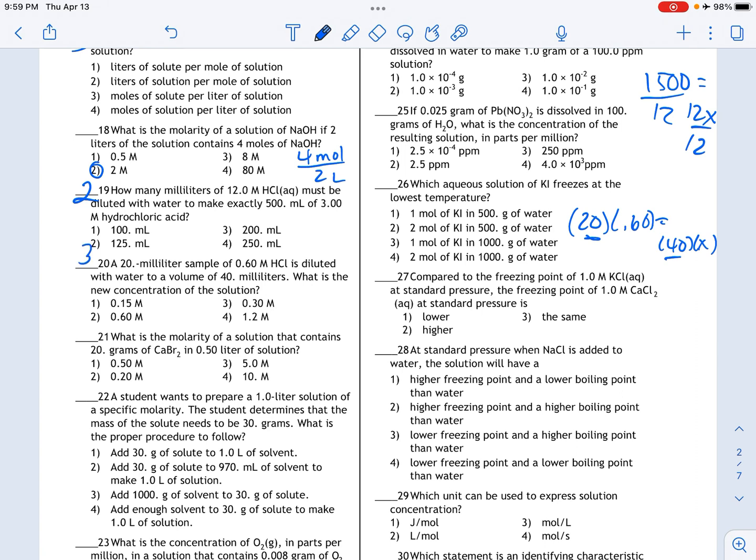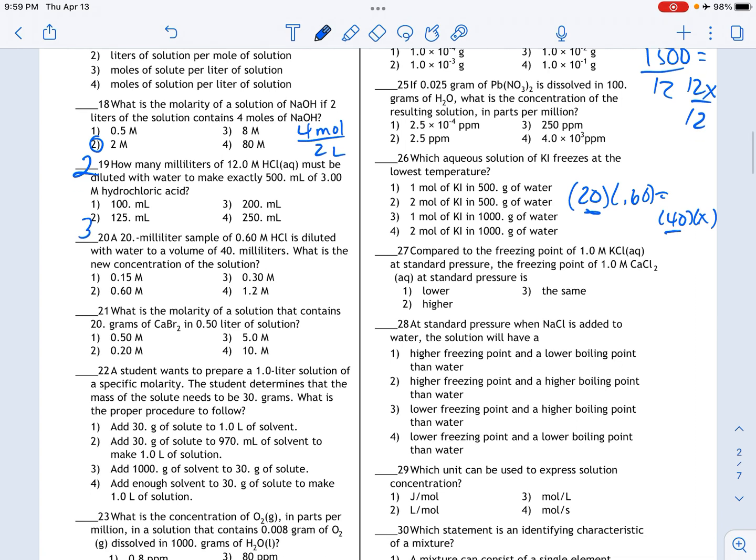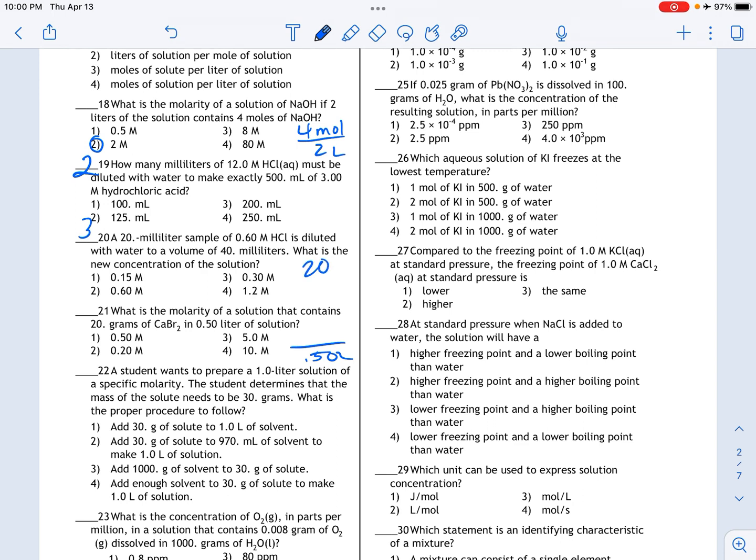So it's going to be choice 3. What is the molarity of a solution that contains 20 grams of calcium bromide in 0.5 liters of solution? So let me erase this. This is a little bit trickier because molarity is moles of solute over liters of solution, and I don't have moles. I have grams. So before I go to moles, I'll need to divide by the gram formula mass, GFM.